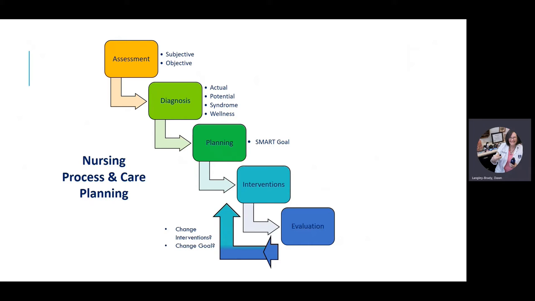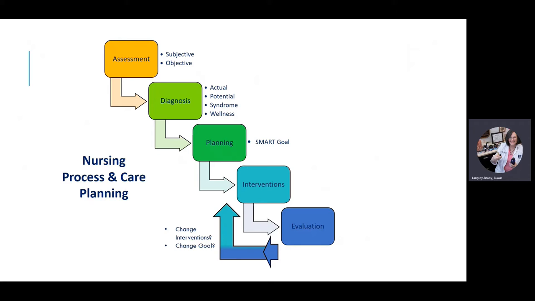there's a cyclical loop that happens where, okay, well, we didn't meet the goal. So what do we need to change? What interventions can we change to further impact meeting that goal? Or do we need to go back and change the goal altogether? Maybe this patient has changed somewhat and they're not going to meet that goal now.